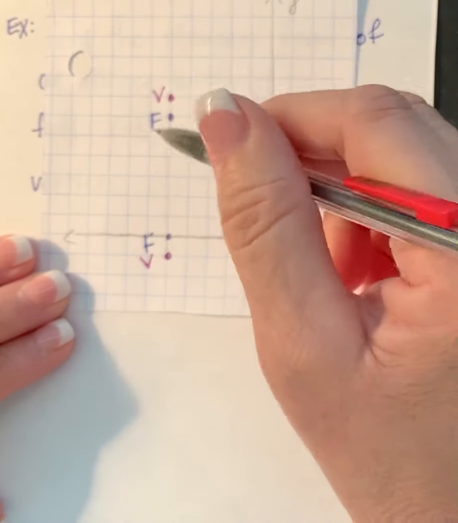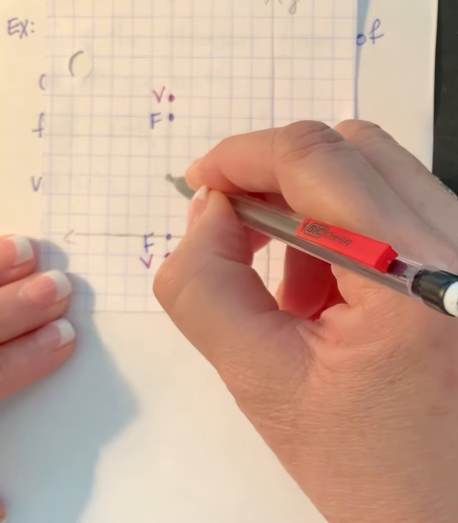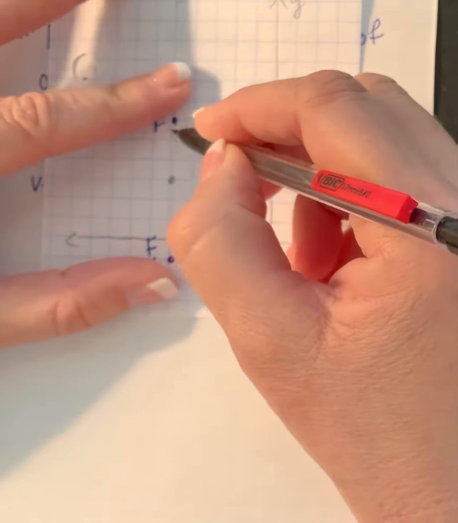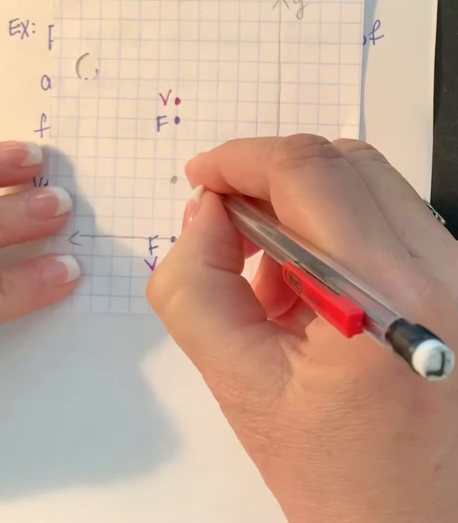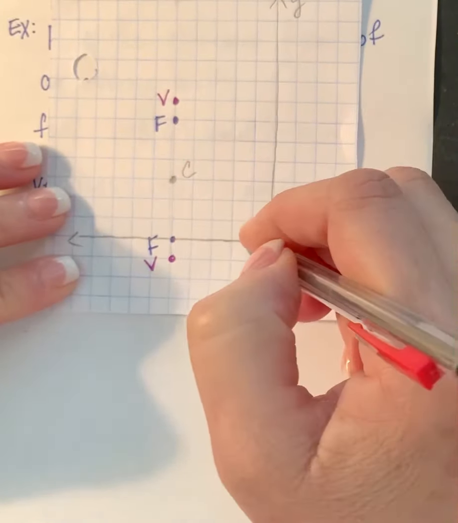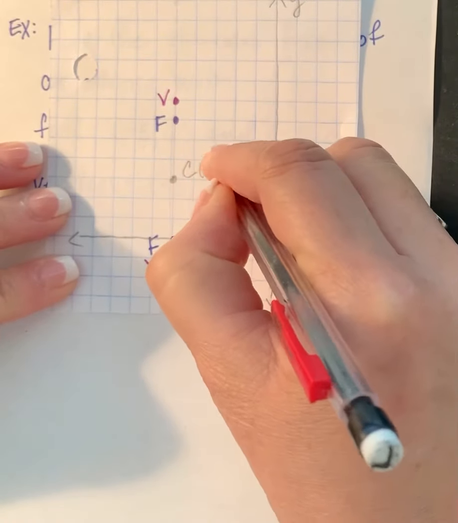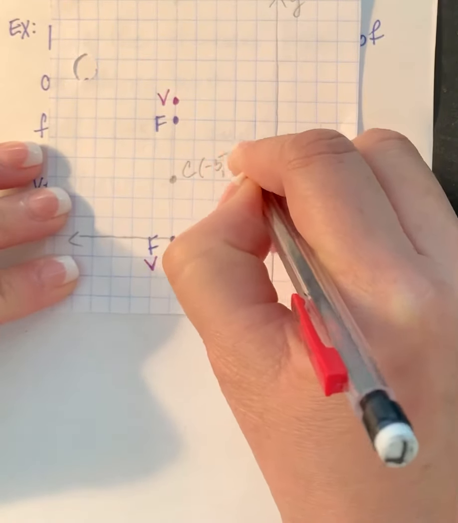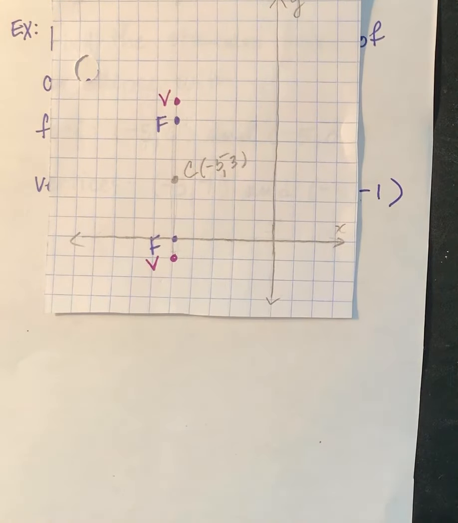If you've drawn a graph, you can pretty much eyeball it and find the point that is right in between either the two foci or the two vertices. It doesn't matter. That will be the center. And so doing it this way, you can see the coordinates are going to be (-5, 3).